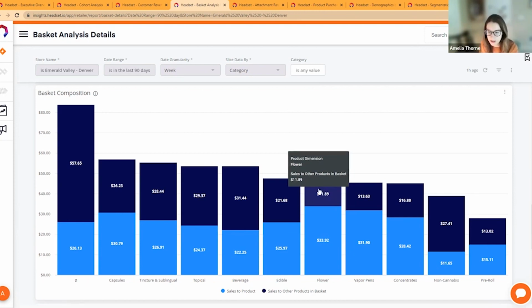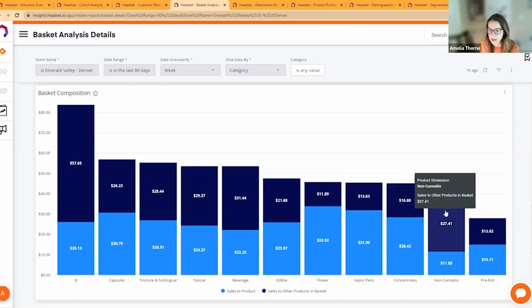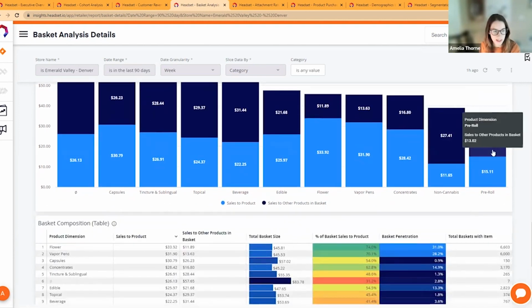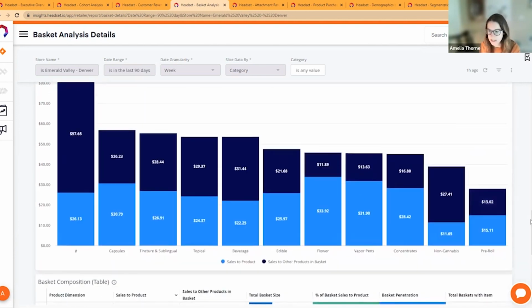A passenger product might be a non-cannabis related item. So that's a perfect example. People come in to purchase non-cannabis, maybe they need an accessory, and then they might pick up a couple of other products along the way. Right. Any questions on this basket analysis detail here?